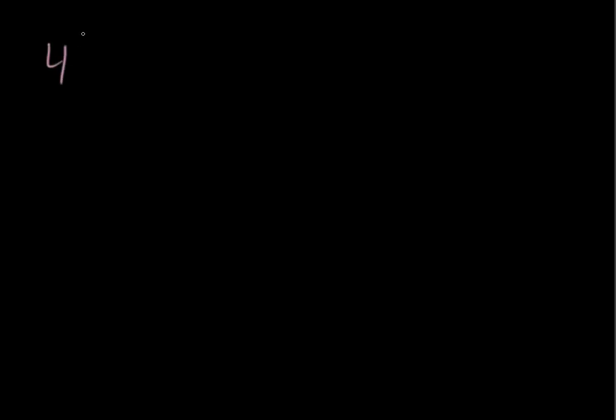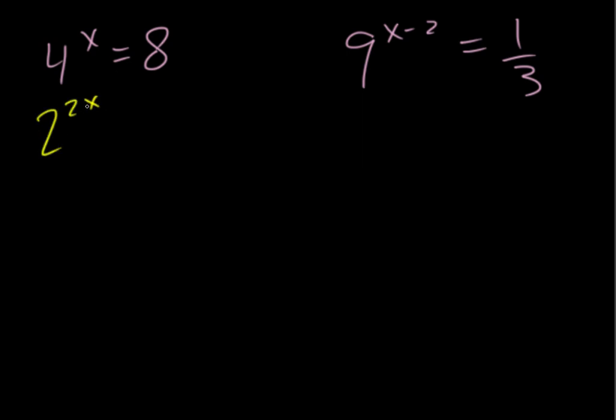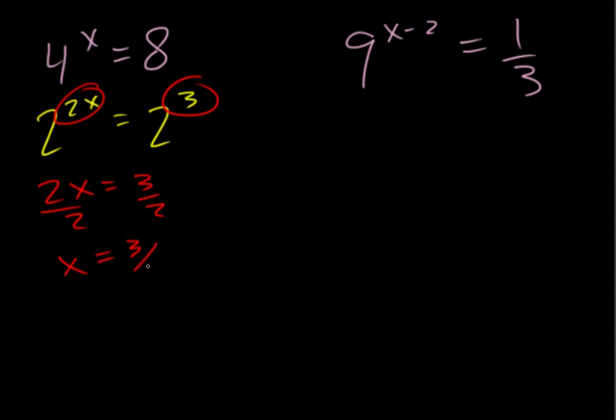Okay, now we have 4 to the x equals 8. We have 9 to the x minus 2 equals 1/3. We're going to keep approaching these in a similar fashion. Now 4 and 8, we would have to write them as something like 2 raised to a power. So 4 can be written as 2 squared, 8 can be written as 2 cubed, and now we can set the exponents equal to each other, and x is equal to 3/2.